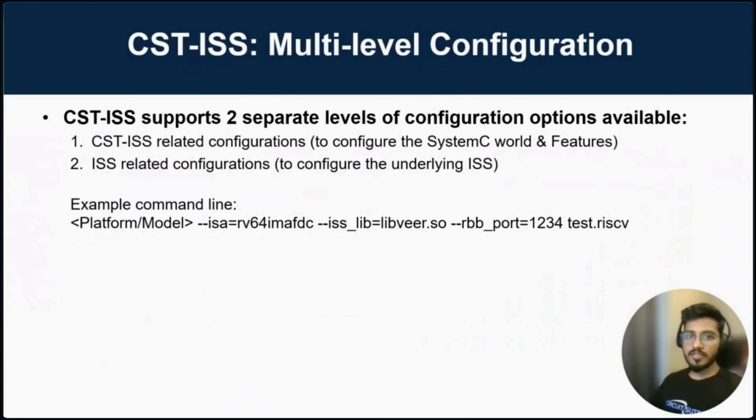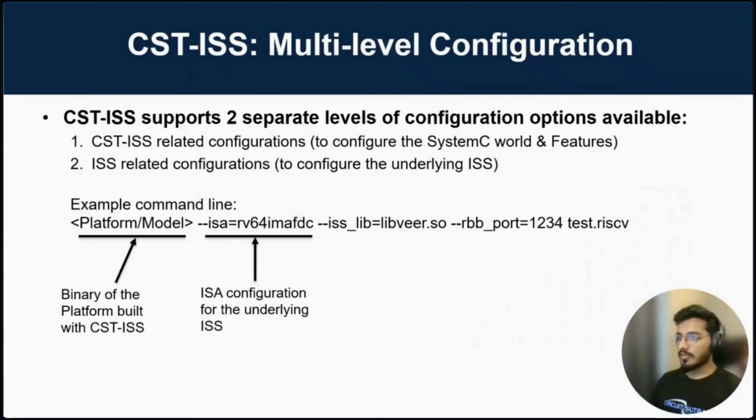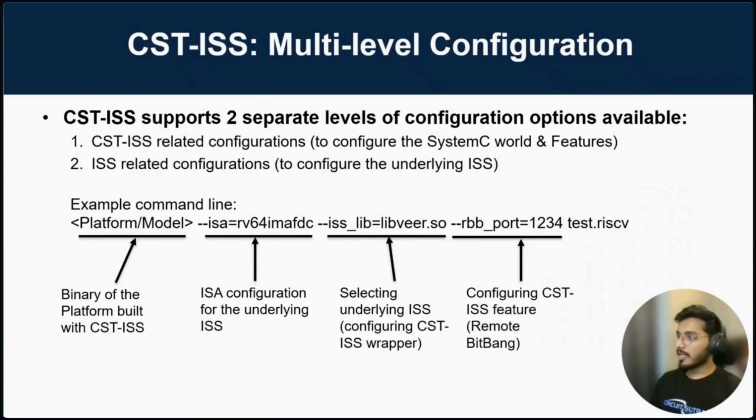Managing all these features is simplified by a multi-level configuration system, where we can configure SystemC parameters and underlying ISS configurations using the same command line. Here we can see the command line will look something like this. The binary of the platform is given first, then the parameter for ISA, which goes to the underlying ISS. Then ISS selection, which ISS to pick. The RBB port, which is a CST-ISS configuration, and the test firmware to run.